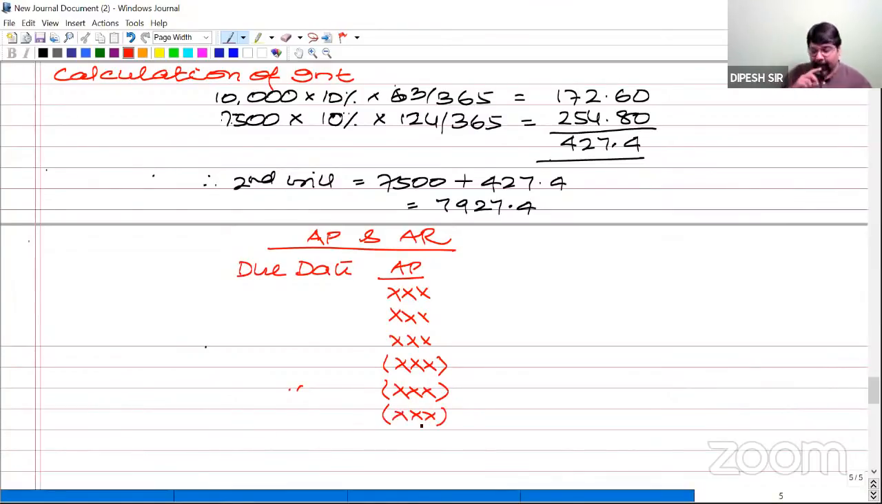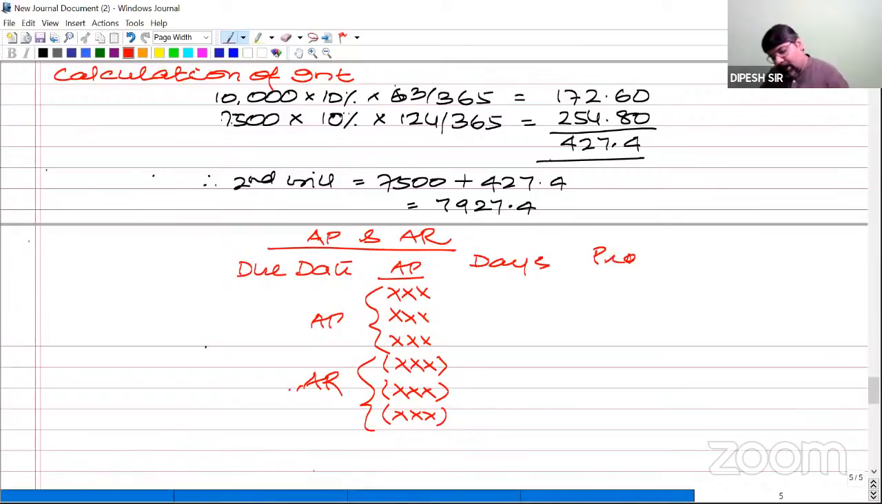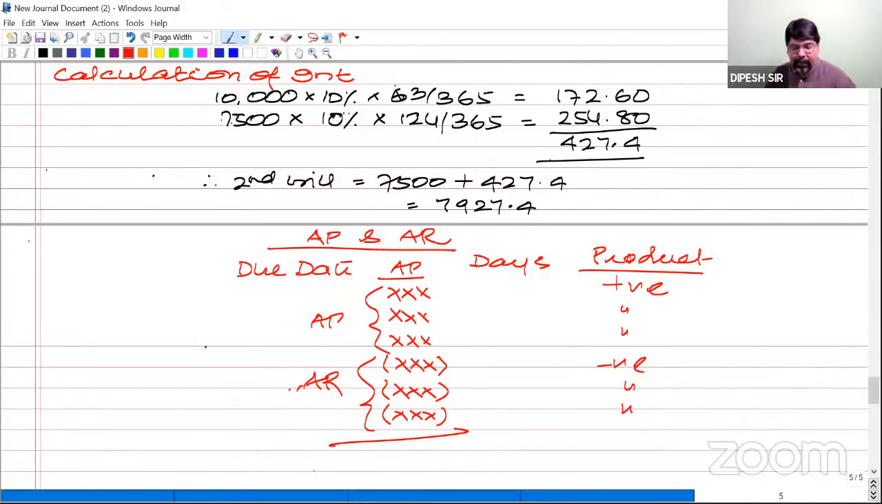Am I clear? So this becomes your amount payable, this becomes your amount receivable. Correct? Then you follow the same system: days, one single base date, product. So you'll have positive, positive, negative, negative, negative. Take the total of this, and you can solve the question if there is amount payable and receivable.